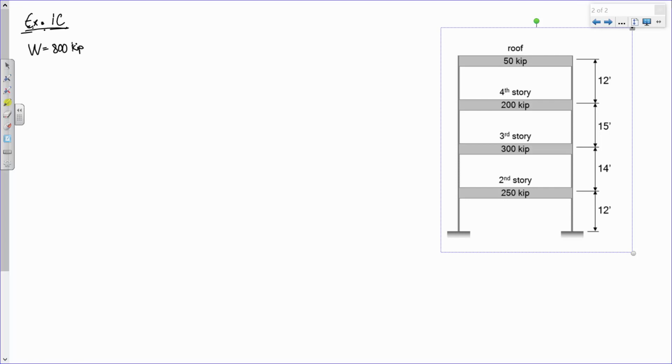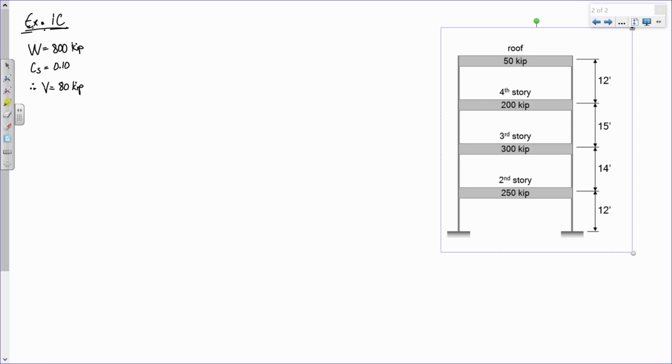So what that means is that our total base shear is going to be 800 kips times 0.1, which is 80 kips. So let me see if I can reproduce that here. In other words, this building is going to see an equivalent seismic force of about 80 kips.